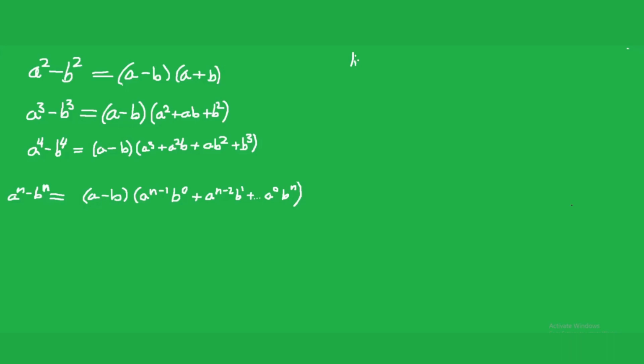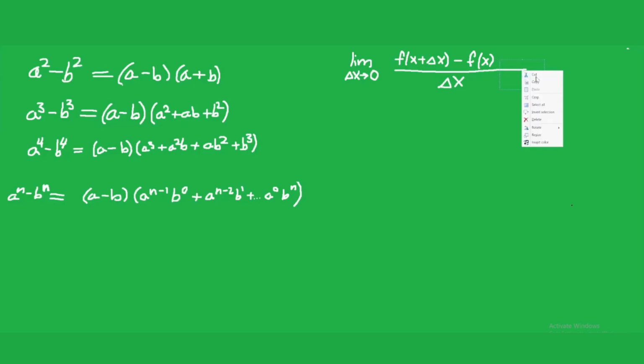So let's say the limit as delta x is approaching 0, we'll have f of x plus delta x minus f of x over delta x. Okay, so what I want you to recognize here is we're going to consider this first bit here. Let's say that we have this as a and this as b.